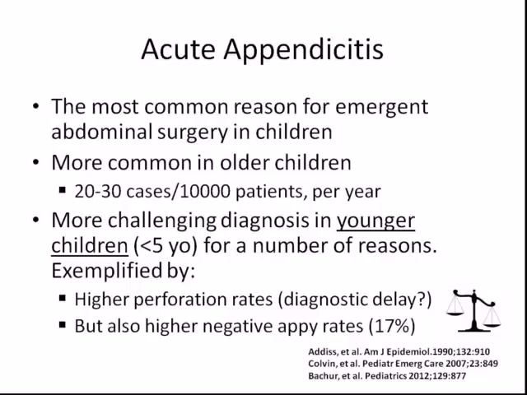It is less common in younger children, but younger children represent a diagnostic conundrum. It's a much more challenging diagnosis in younger children, specifically in children less than 5, for a number of reasons. And this is exemplified by higher perforation rates at the time of diagnosis, which probably signifies a diagnostic delay, but also higher negative appendectomy rates at the time of surgery. Here, it is a balance. If we want lower negative appendectomy rates, it's likely going to result in higher perforation rates and vice versa. So we're just not as good in young children at deciding which children need to go to the OR and when.